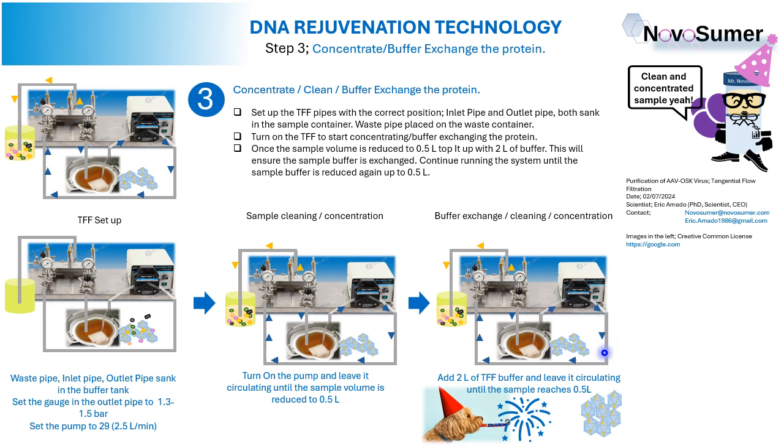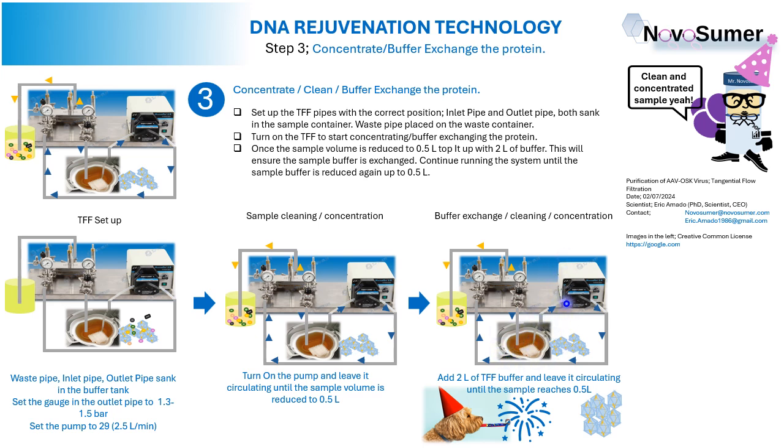By continuing circulating, the sample will concentrate again. Okay, we will reduce again. So the excess of the buffer will end up here with the contaminants and with the other buffer. So at the end of this step, we will have clean protein. We circulate it until the volume of the sample is again 0.5 liters.